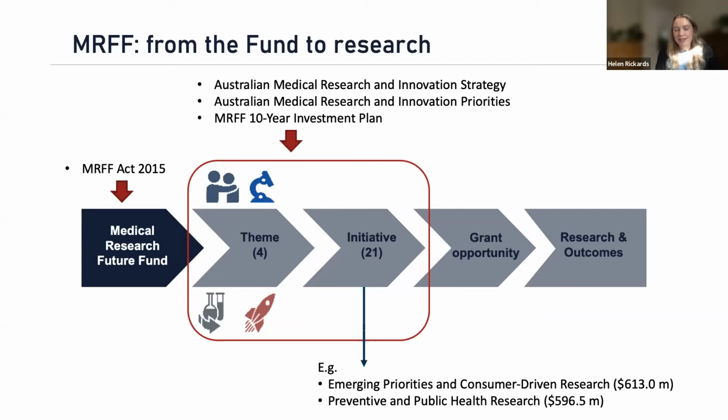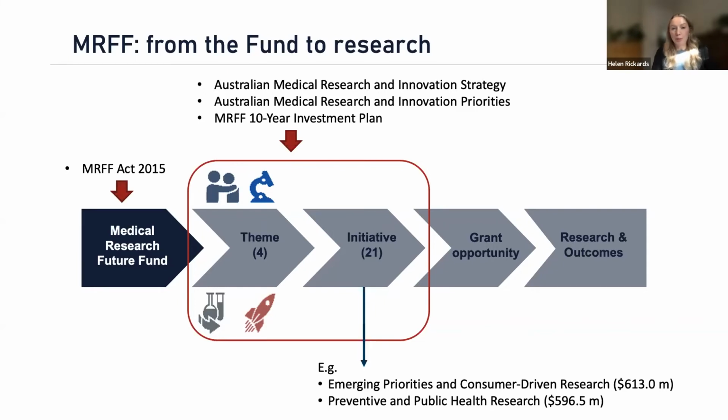Within that 10-year investment plan, there are 4 themes. And from those 4 themes, there are then 21 initiatives. And then as we move from left to right across that slide, under every initiative, there are multiple grant opportunities that are run. And then from each grant opportunity, there are funded grants, and that's where the research happens and we get the outcomes.